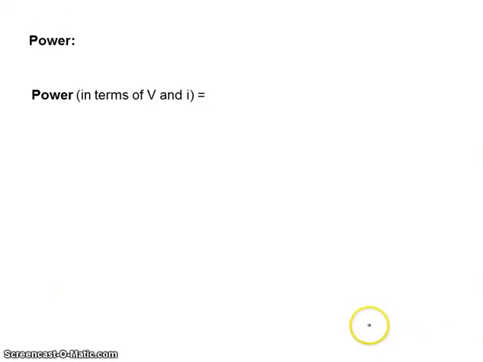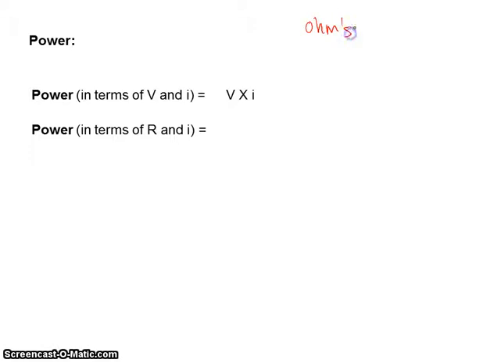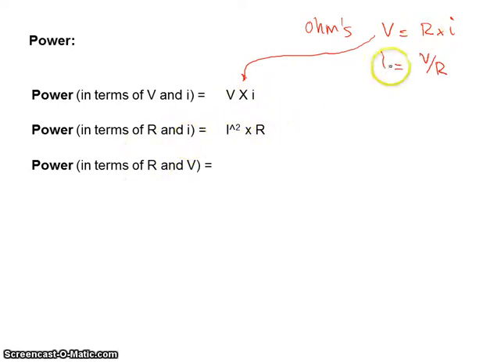Now let's look at the equation of power. Power can be V times I. Now, if I look at Ohm's law, voltage is equal to R times I. But I can also express current as voltage divided by R. So if I substitute voltage here, I'm going to be multiplying R times I, and it will be I squared times R. Now, if I substitute I instead, I get V squared divided by R.